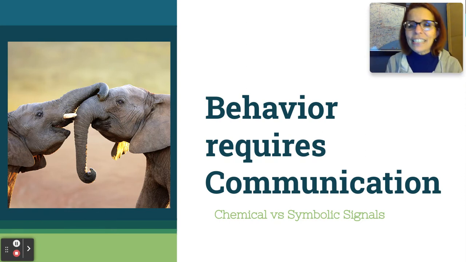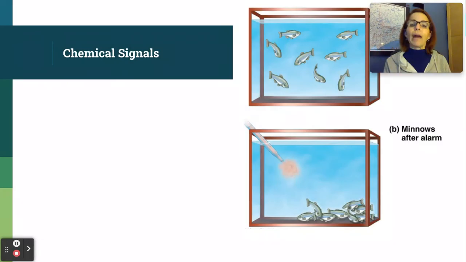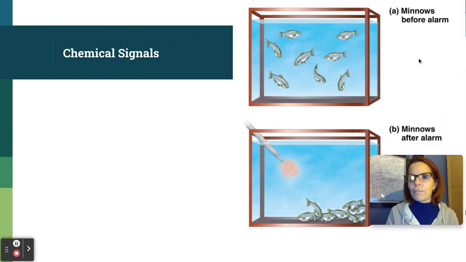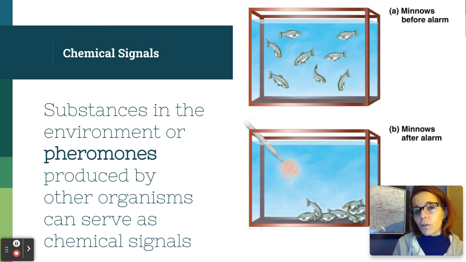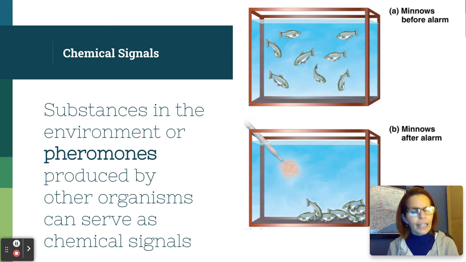All right, now let's get into actual animal behavior. Behavior requires communication, and we're going to talk about chemical versus symbolic signals. So, the first chemical signals, and my picture's in the way there: minnows before alarm and minnows after alarm. Substances in the environment, or pheromones, and we're going to talk about what pheromones are, produced by other organisms, can serve as chemical signals. So, take a look at the diagram.